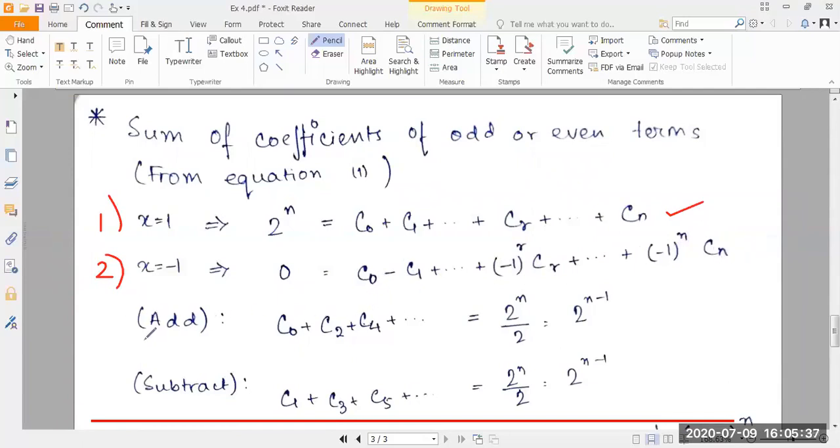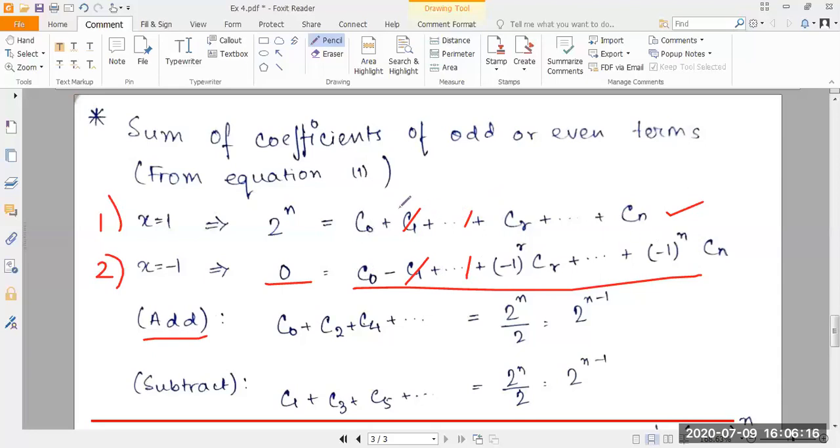Next, what I do is I add expression 1 and expression 2. So what I have is 2^n plus 0 on the left hand side. I skipped a few steps. When I add these two expressions, I have 2^n on this side, and when I add on this side, the C1 term gets cancelled, the C2 term remains, the C3 term gets cancelled. So I'm essentially left with the terms on the odd positions. So we have the first position, the third position, the fifth position, and so on.